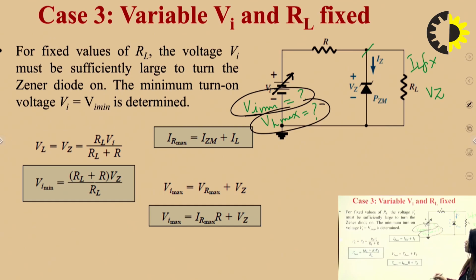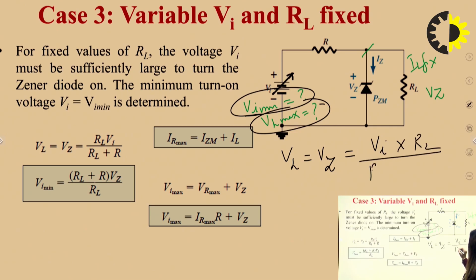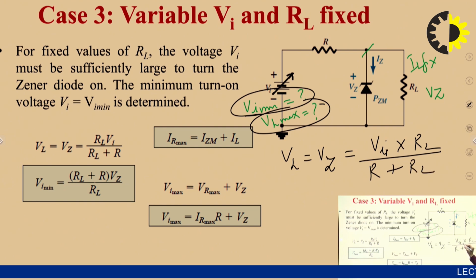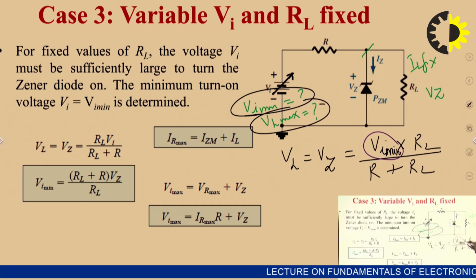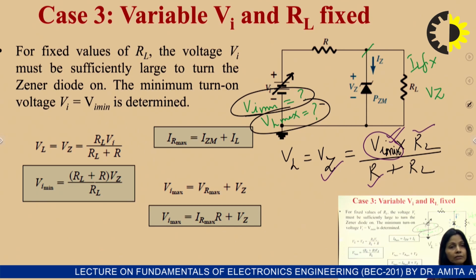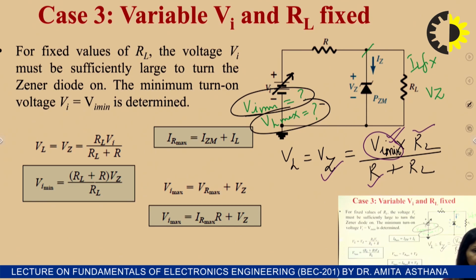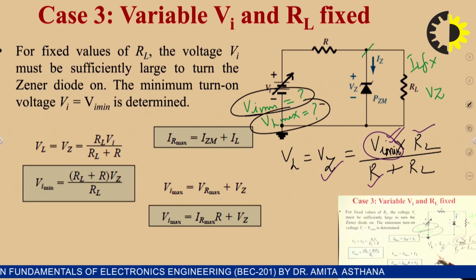So for finding out Vi minimum, we again write the same formula: VL is equal to Vz is equal to Vi into RL upon R plus RL. Now we will note down this particular point. I am writing this as Vi minimum. Put the value of RL, R and Vz, and you will find out this Vi minimum from the very first formula. Half of the question is done by using a single formula, right? So apply this formula to find out Vi minimum.